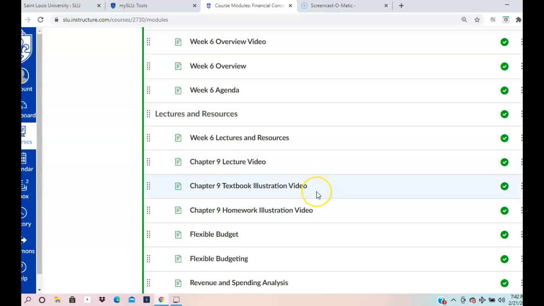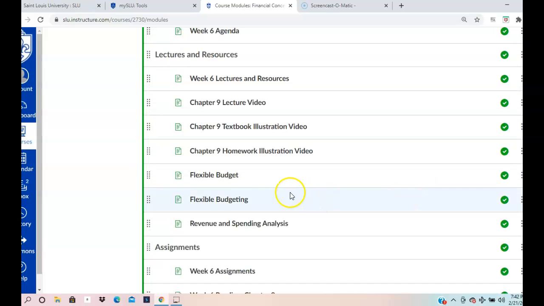There's textbook illustrations, homework illustrations. There's other videos about flexible budgets, flexible budgeting, revenue and spending analysis. So these are the various resources you have at your disposal for chapter 9.